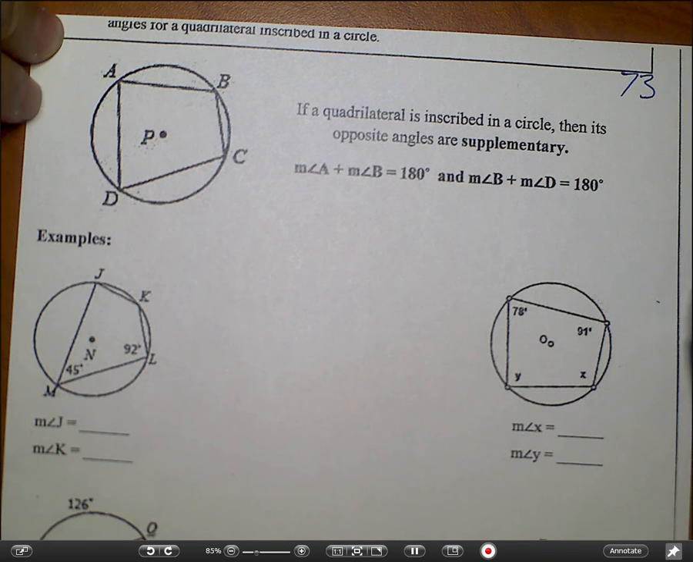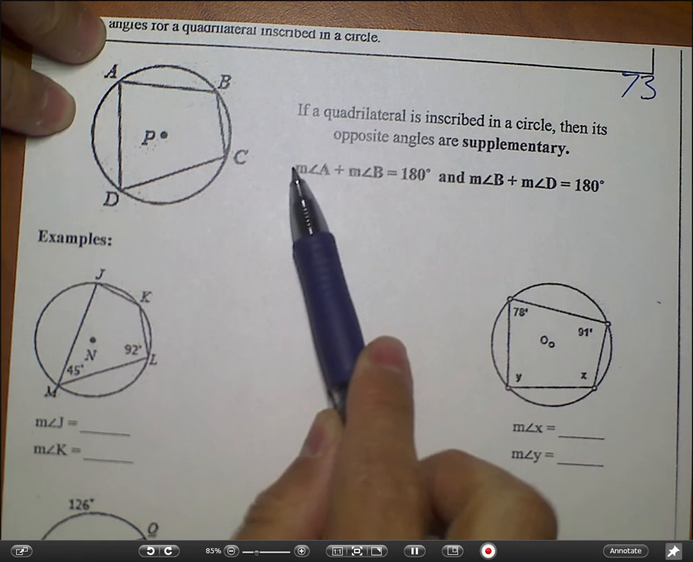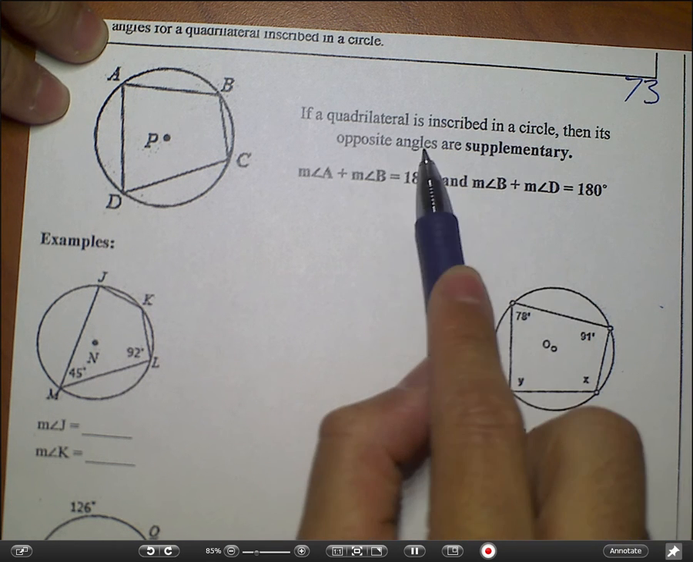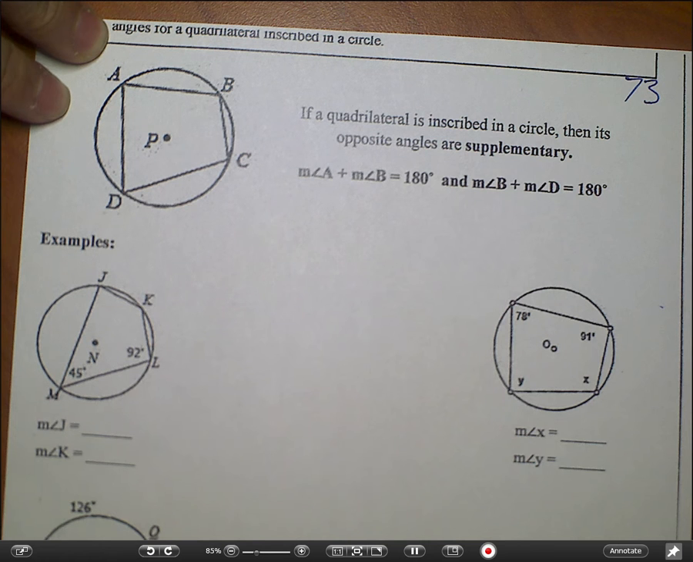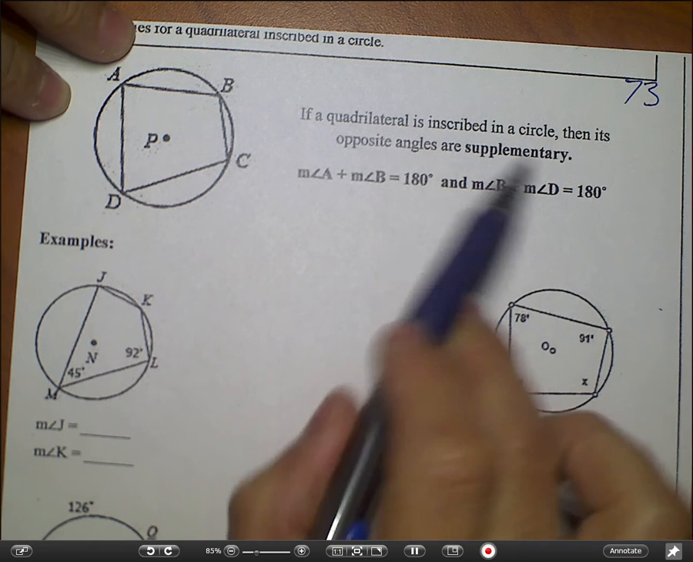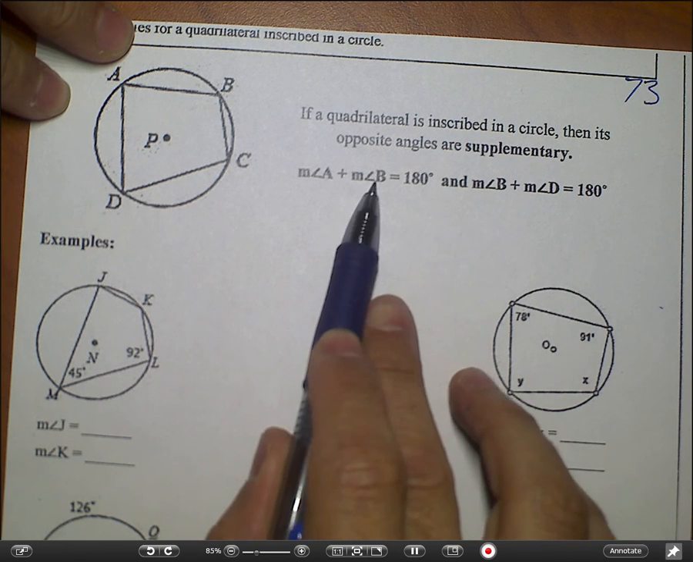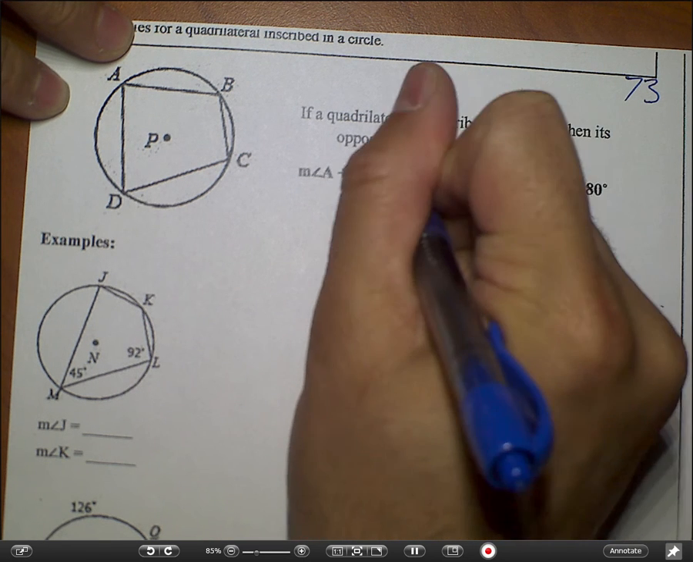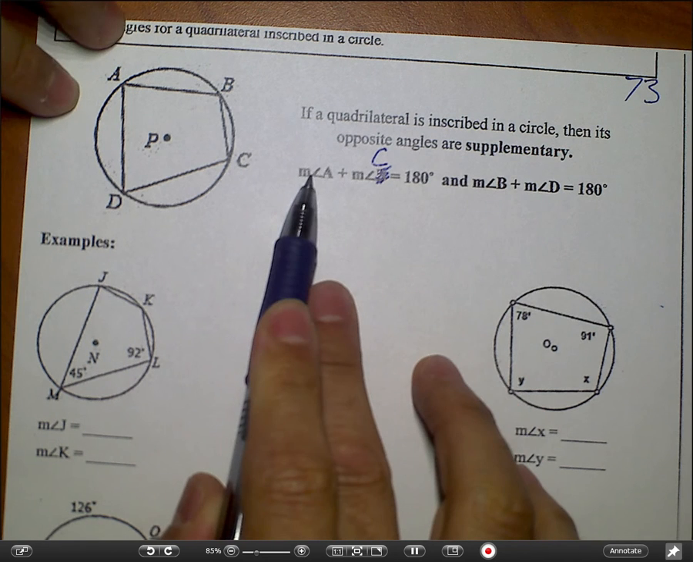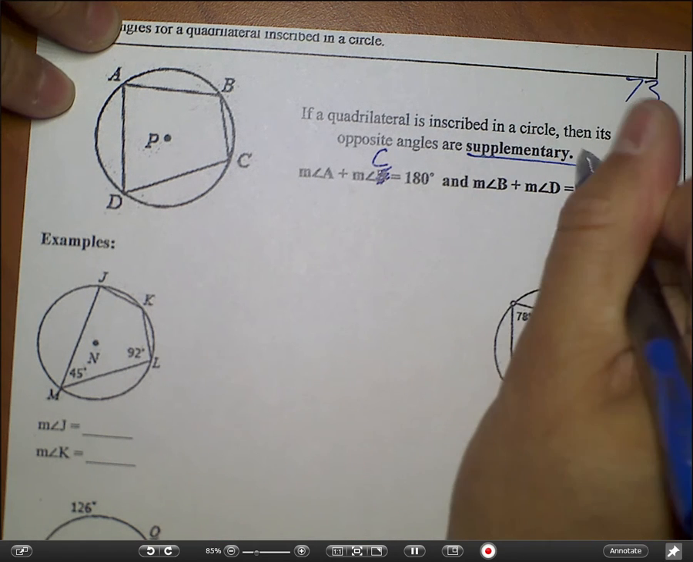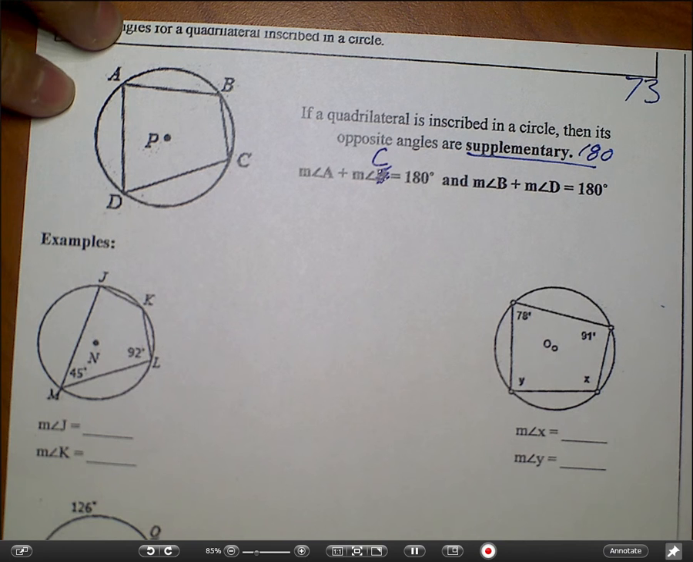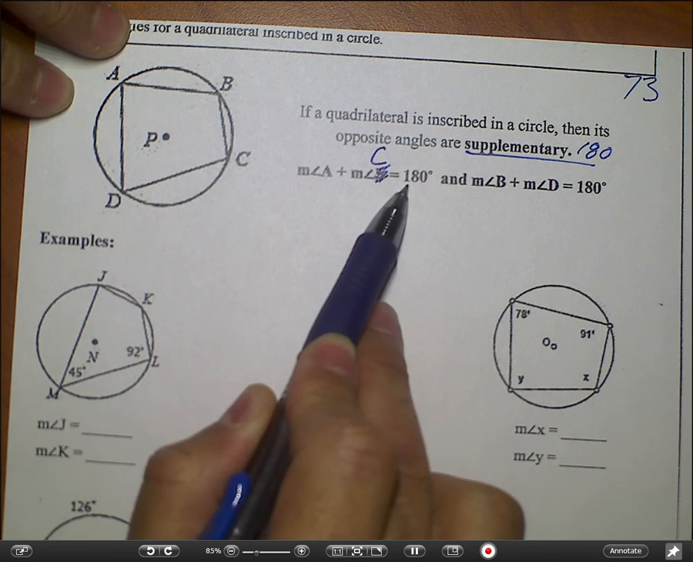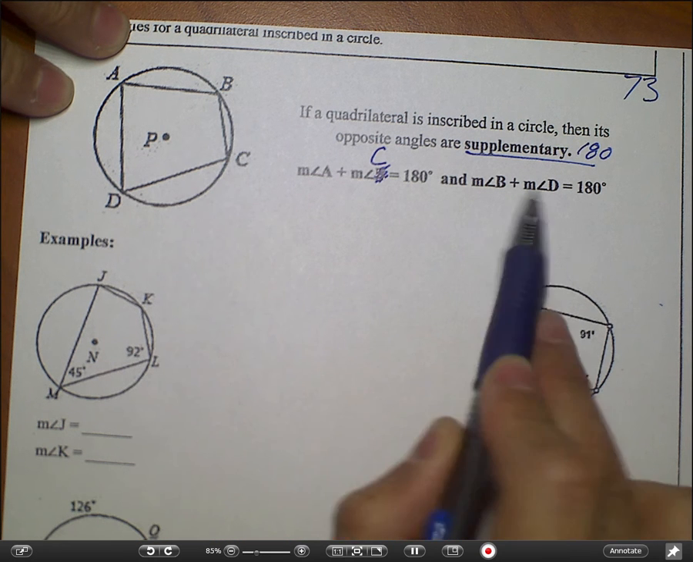360. Very good. So now, if a quadrilateral is inscribed in a circle, then its opposite angles are supplementary. This one is actually slightly wrong because it has B on here twice, so change this right here to C. Supplementary means that they add up to 180. So angle A and angle C together have to add up to 180. Angle B and angle D together add up to 180 also.